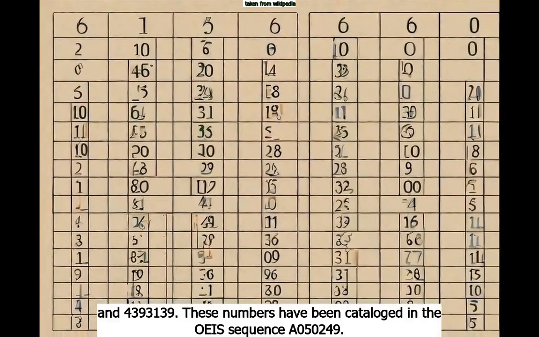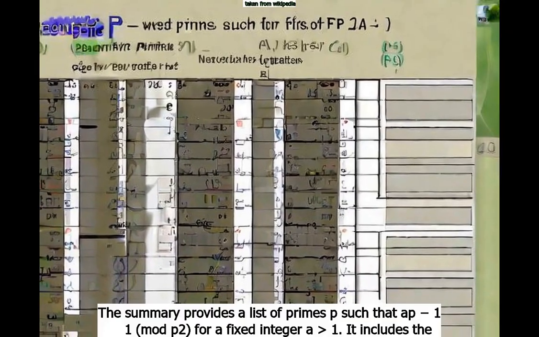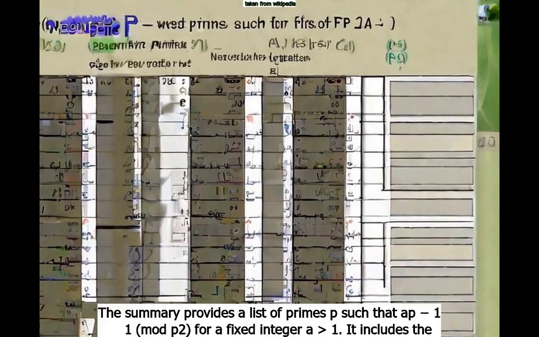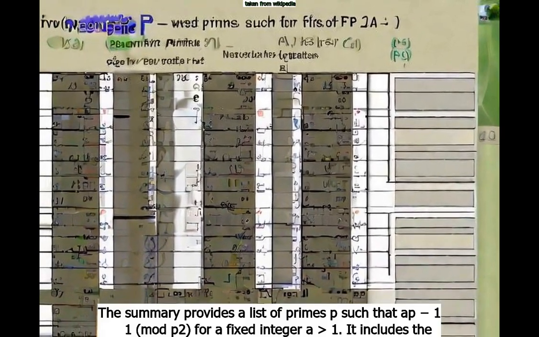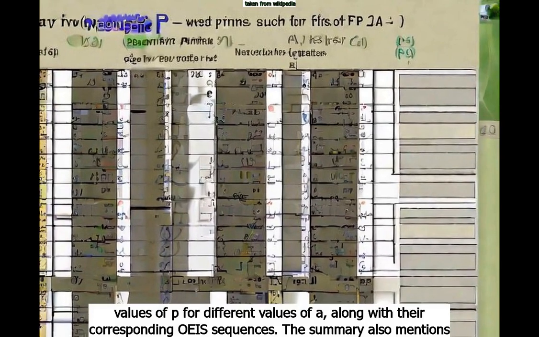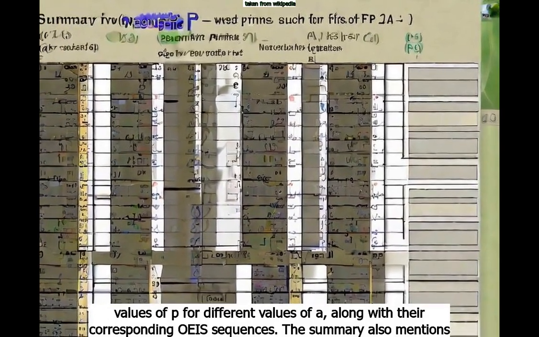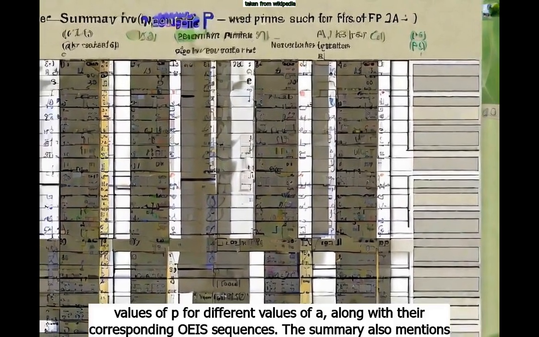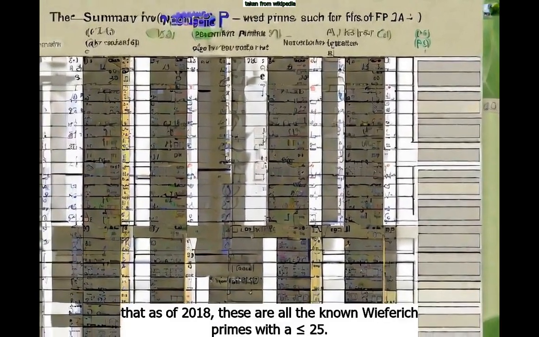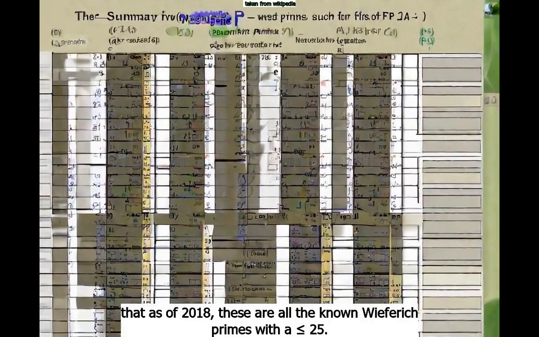The summary provides a list of primes p such that a to the p minus 1 is congruent to 1 modulo p squared for a fixed integer a greater than 1. It includes the values of p for different values of a along with their corresponding OEIS sequences. The summary also mentions that as of 2018, these are all the known Wieferich primes with a less than or equal to 25.